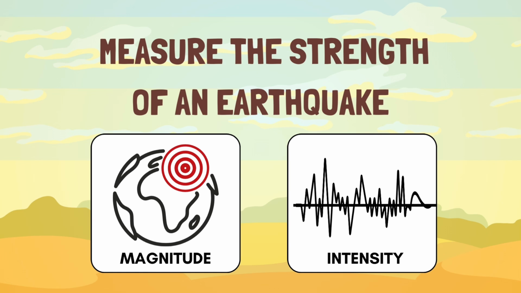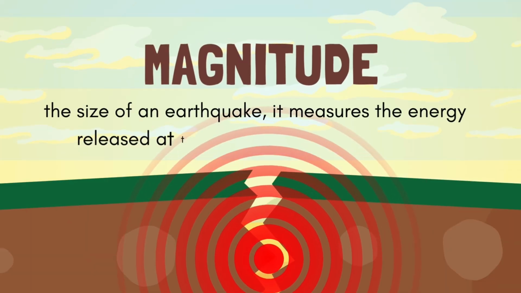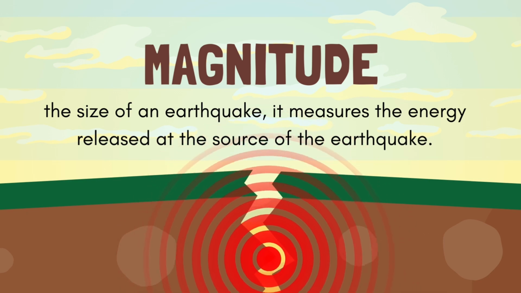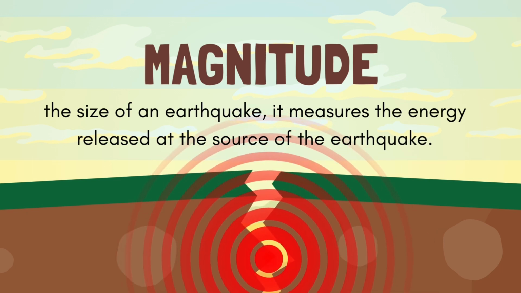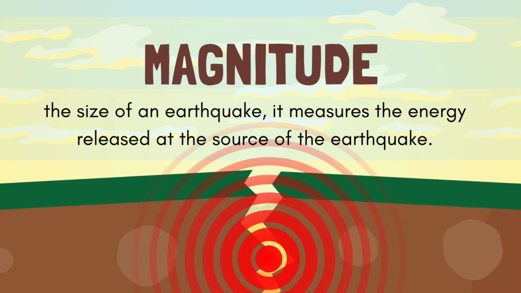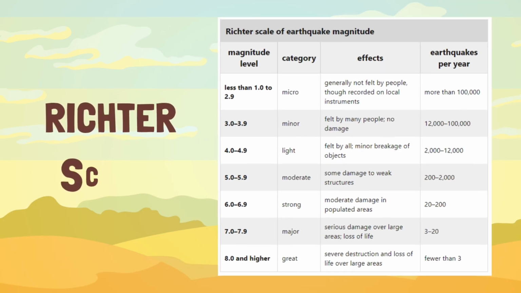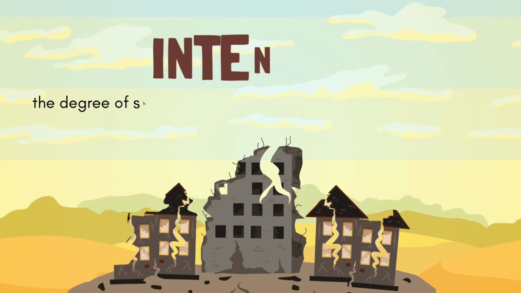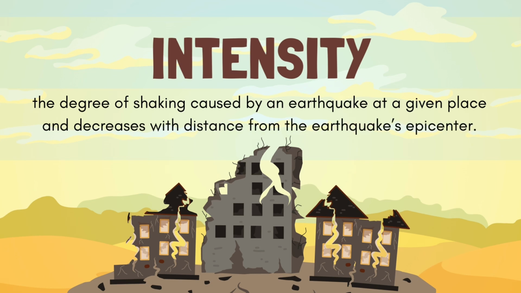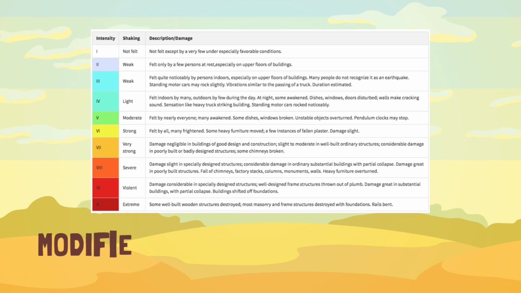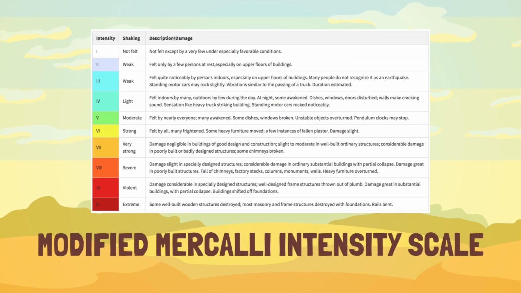There are two ways by which we can measure the strength of an earthquake: magnitude and intensity. Magnitude is the size of an earthquake. It measures the energy released at the source of the earthquake. An earthquake has a single magnitude. The magnitude of an earthquake is usually measured using the Richter scale. On the other hand, intensity describes the degree of shaking caused by an earthquake at a given place. The intensity of an earthquake is usually measured using the Modified Mercalli Intensity Scale.